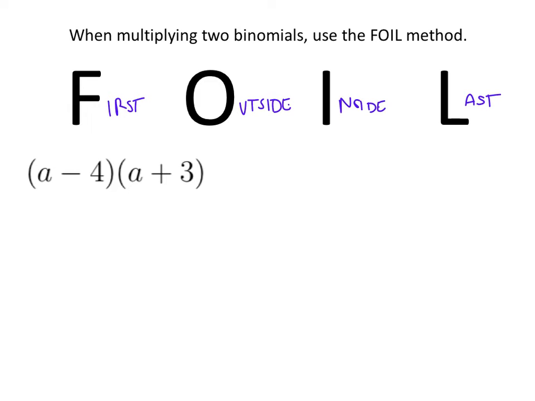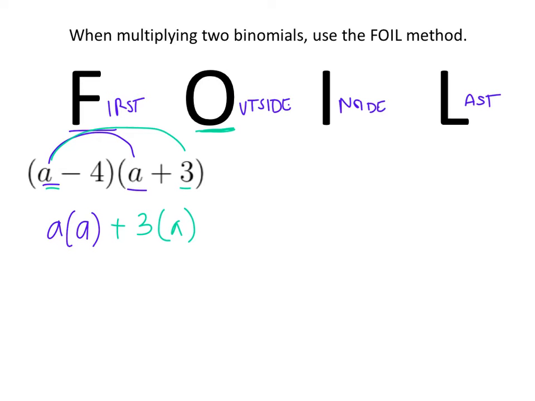Okay, so when we do this, we'll go through how to use it. So first means we'll multiply the first terms of each of my binomials. So we have a and a, right? That's my first term. So we'll make this be purple. Then that's going to be a times a. Next, we'll multiply the two outside terms. So that's a and 3. So I'm going to add 3 times a. Next, we'll multiply the two inside terms. So that's negative 4 and a. So minus 4 times a.